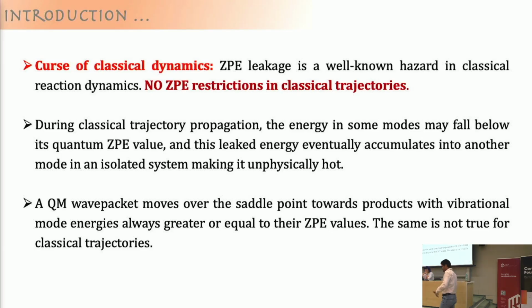So as we all know, zero-point energy is an outcome of the quantum uncertainty principle, right? Classical mechanics does not have any clue what we are talking about. As a result, when you propagate classical trajectories, the energy in a mode may fall below its quantum zero-point energy value. And this leaked energy, in an isolated system, will accumulate into some other modes, making them unphysically hot. But normally in quantum dynamics, we don't see this problem.